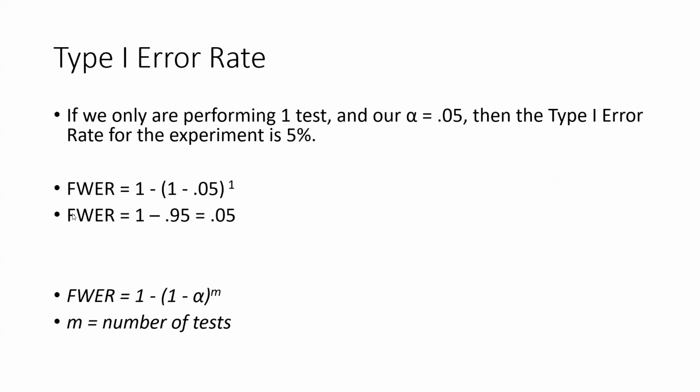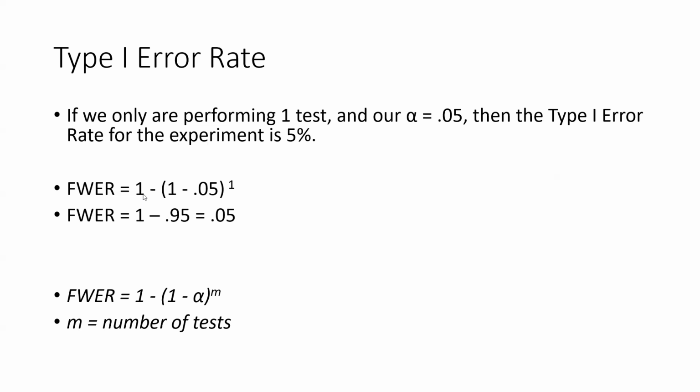So let's take a look at that. If we're only performing one test, let's say a two-sample t-test, we have category A and category B. All right, our alpha is 0.05. Therefore, our type 1 error for the experiment is 5%. 1 minus (1 minus 0.05) to the power of 1, 1 being the number of tests, that provides us with the family-wise error rate. Again, this is our alpha value here.